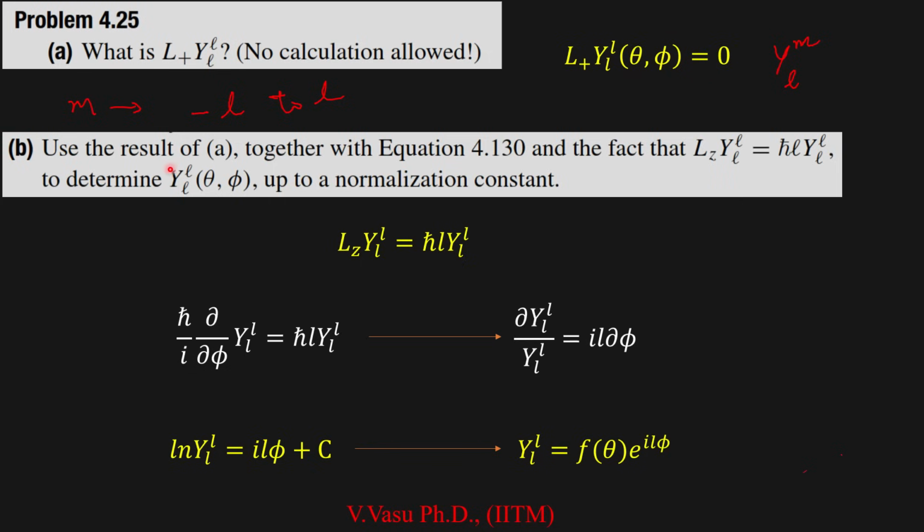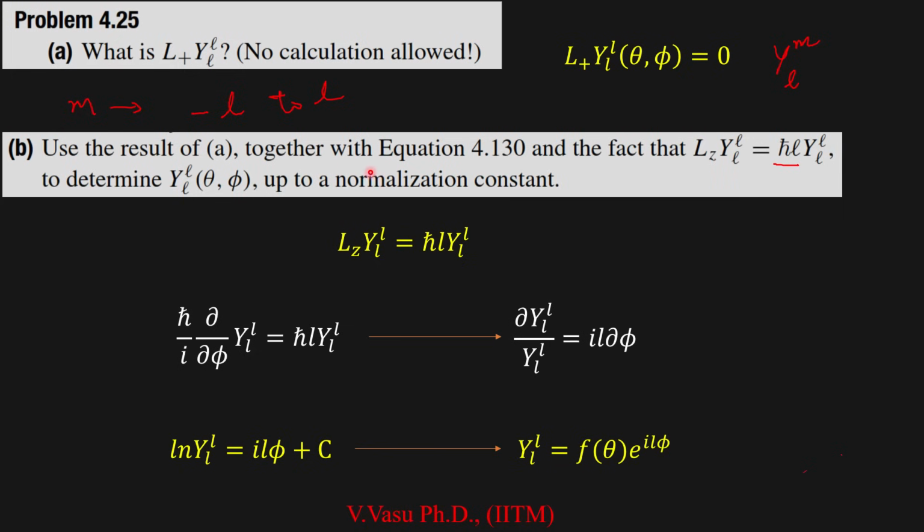Then use the result of A, together with equation 4.130 and the fact that when Lz acts on Y_l^l, it gives the eigenvalue ħl with the eigenfunction Y_l^l, to determine Y_l^l, which is a function of theta and phi, up to the normalization constant.